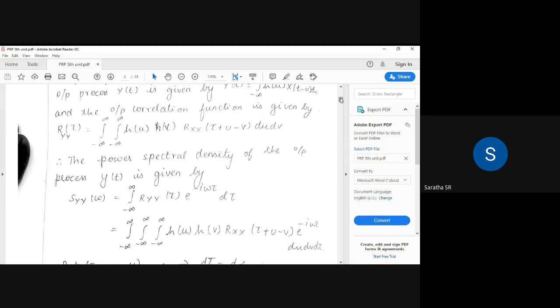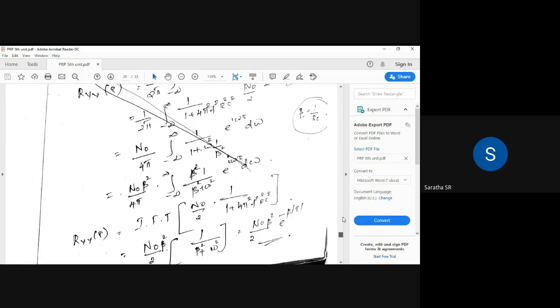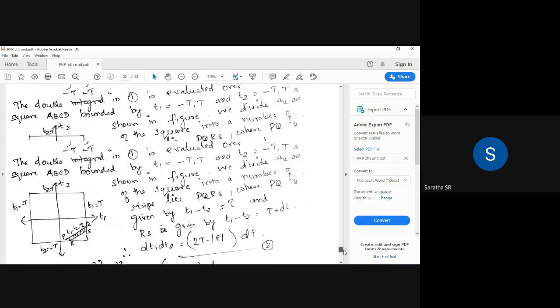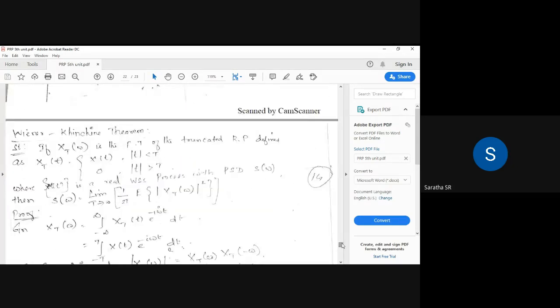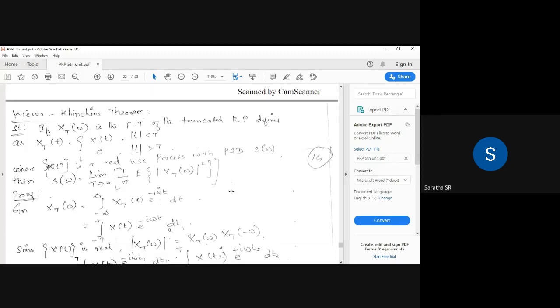Since no one asked any doubt, I'll move on to the last topic, the Wiener-Khinchin relation. This is under unit 4. I will share this also in a neat version.